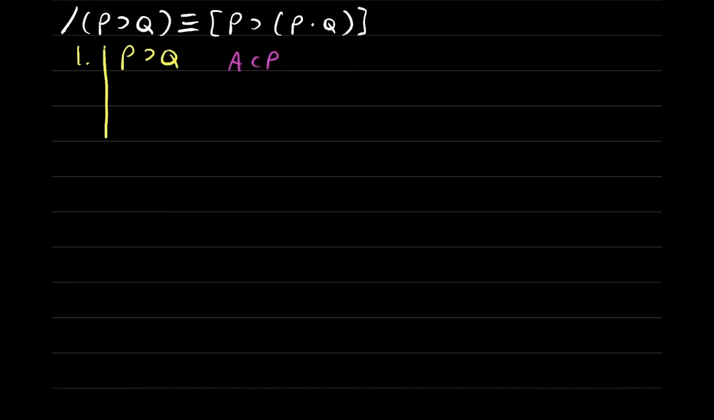Now we're trying to show everything on the right. P implies P and Q. But notice that in itself is another conditional. If P, then P and Q. So I'm going to do a second conditional proof sequence inside the scope of the first one to prove that conditional. So I'm going to assume P, assumption for conditional proof. Then all I have to do is show that P and Q follows from that.